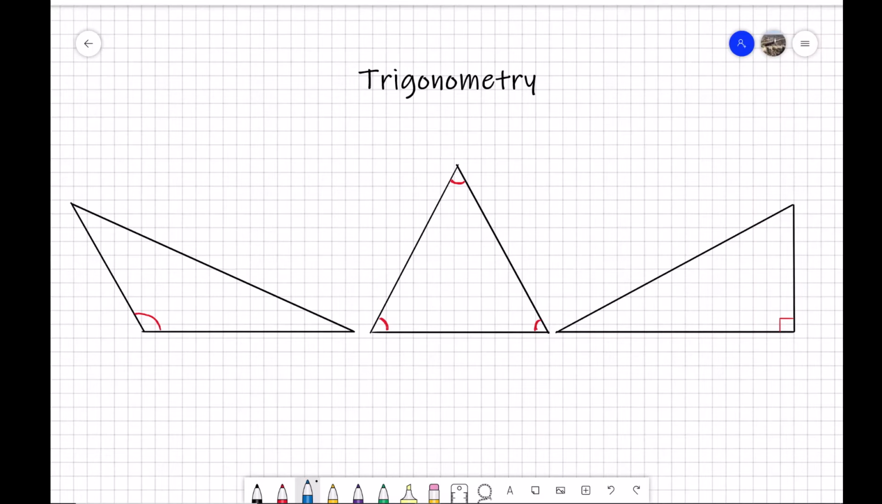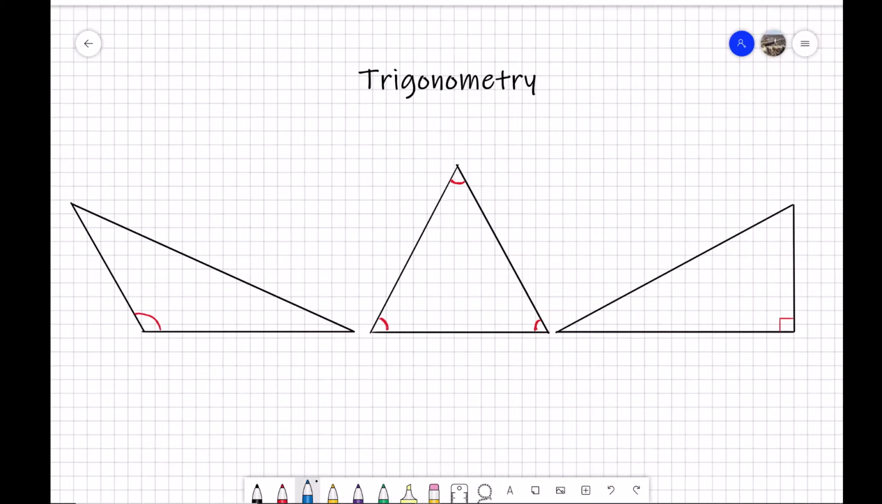So we know that triangles are divided into groups depending on their interior angles. We have the obtuse triangle, which is a triangle that has one obtuse angle. Then we have the right triangle, that is a triangle that has one right angle. And then we have the acute triangle, which is a triangle that has all their angles acute.